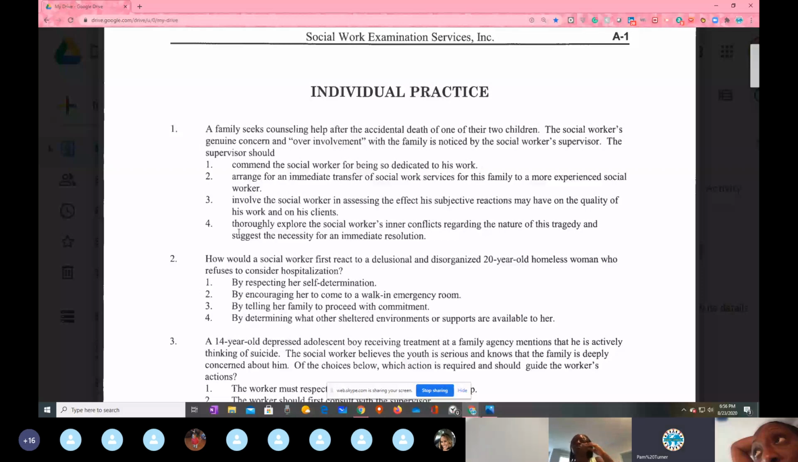Okay. So I'm going to look at number 1. A family seeks counseling help after the accidental death of one of their 2 children. The social worker's genuine concern over involvement with the family is noticed by the social worker's supervisor. The supervisor should what? Okay, this is an intervention question. Okay, it's not a first question.